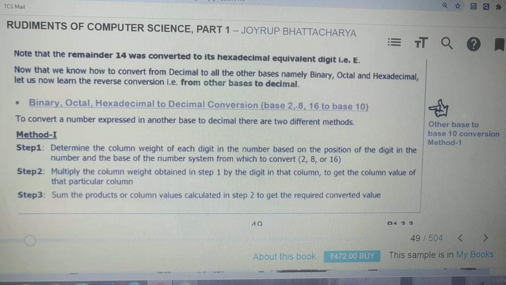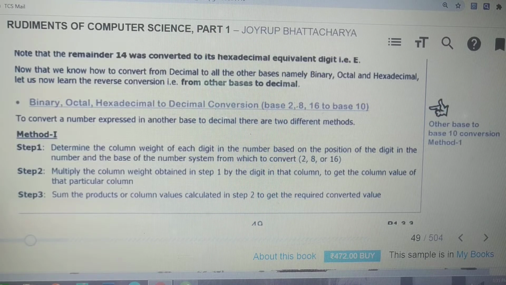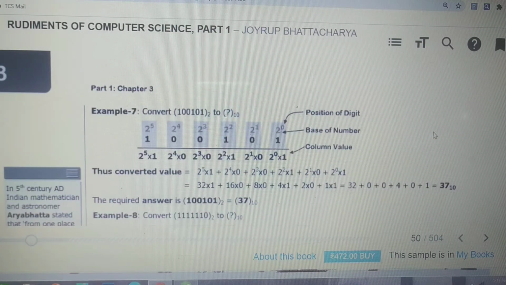The first rule says: step 1, determine the column weight of each digit in the number based on the position of the digit in the number, and this is the base of the number system, from 2, 8, 16. Step 2, multiply the column weight obtained in step 1 by the digit in that column to get the column value. Step 3, sum the products of the column values calculated in step 2, and we will get the required converted value. It is very difficult to understand theoretically, so let's give examples.